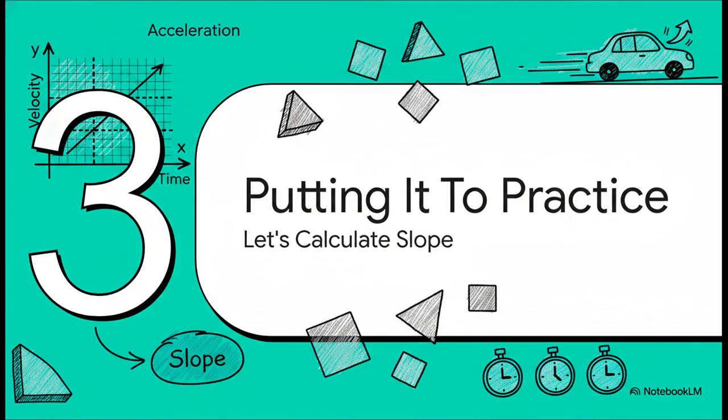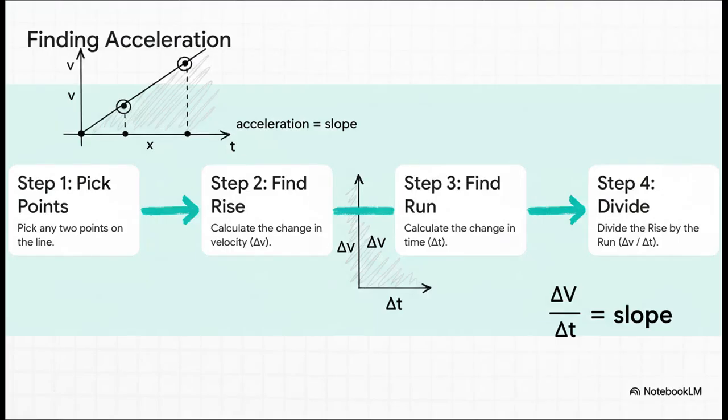All right, knowing the theory is one thing, but let's actually make it real. Let's get our hands dirty and actually calculate the slope for an example. It's a really simple four-step process. First, just pick any 2 points on the line that are easy to read. Second, figure out the rise. That's the vertical change in velocity between them. Third, find the run, the horizontal change in time. And finally, you just divide the rise by the run.